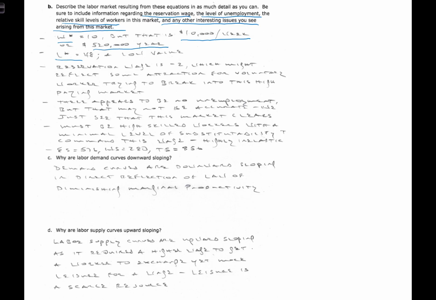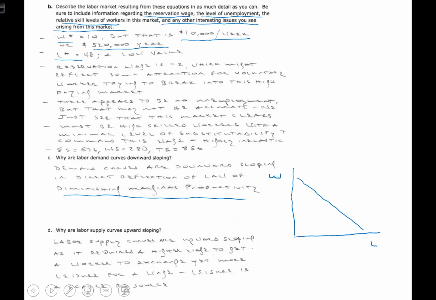Why are labor demand curves downward sloping? Well, labor demand curves are downward sloping really for just one reason, because of the law of diminishing marginal productivity. So if I think about it, here's my labor demand curve. I've got a wage. I've got a quantity of labor. Well, the more workers I hire, the lower the marginal product of labor is. We've shown that numerous times within the course so far. If that's the case, then the productivity goes down. I would want to pay them a lower wage. So the number of workers goes up, the wage goes down because the productivity is going down. That's why demand curves are downward sloping.